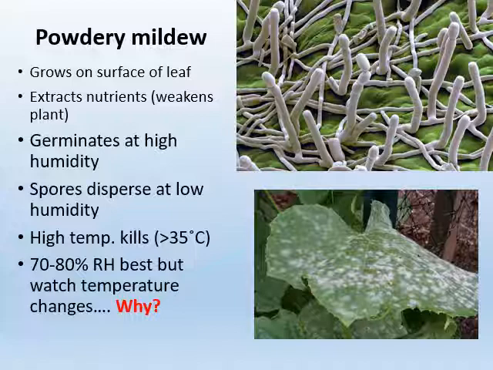Powdery mildew, this is a scanning electron micrograph over here of powdery mildew on the surface of a leaf. It grows on the surface and it basically extracts nutrients from the leaves. The hyphae penetrate the epidermis, and then the powdery mildew just starts sucking sugars out of the leaf. That's why leaves often look yellow where the powdery mildew is growing.